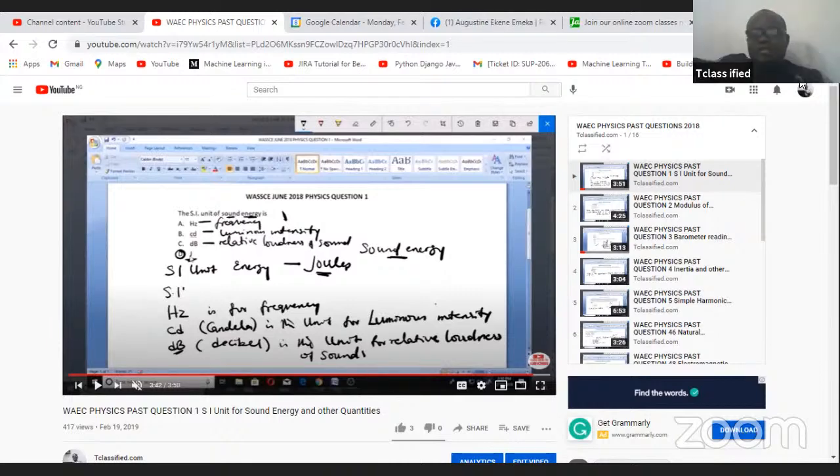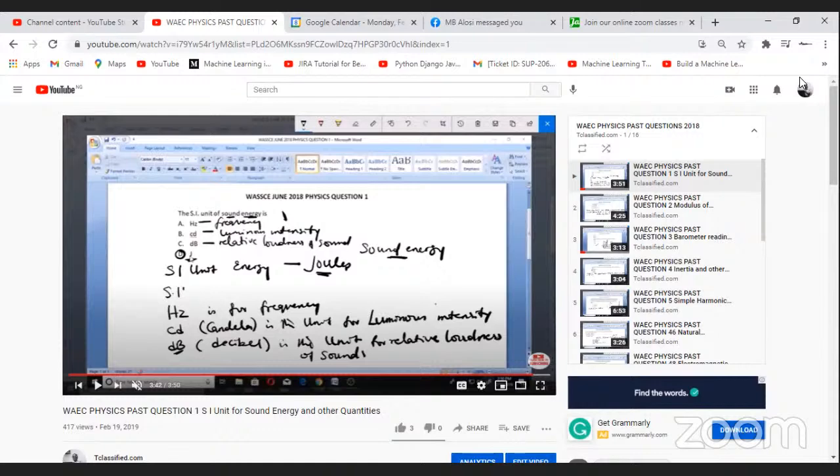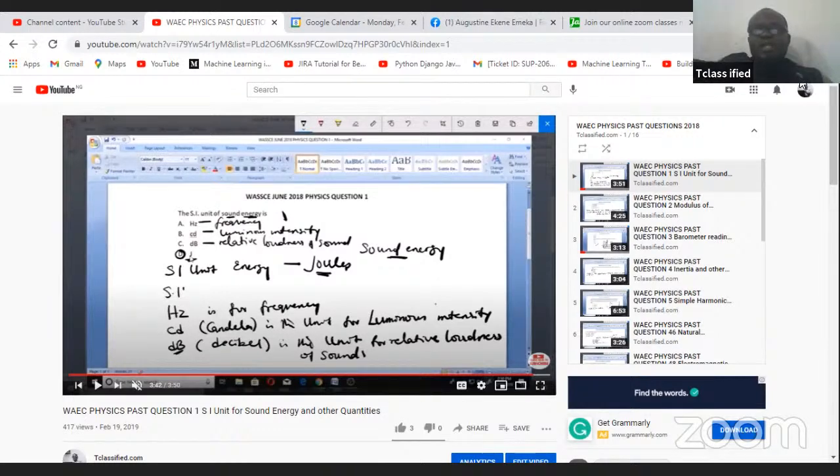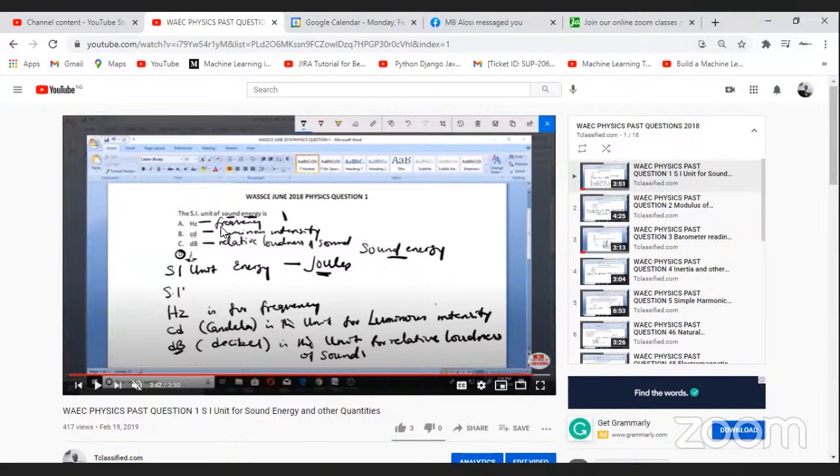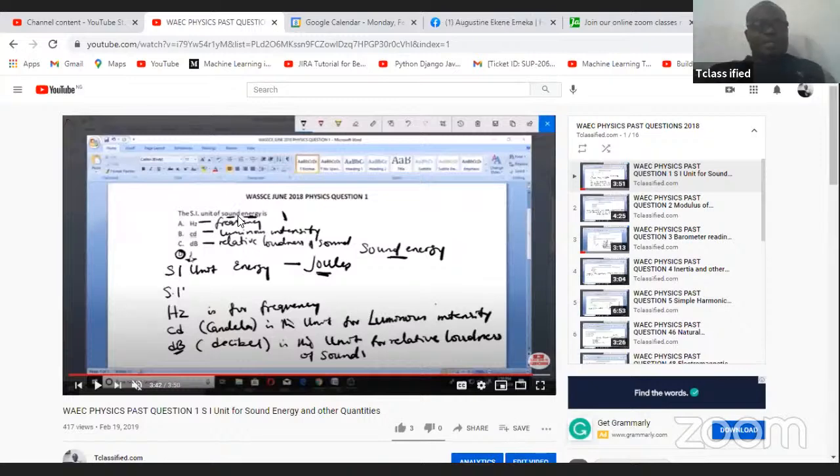So whenever you see the word energy, that's what they use in confusing you, because when you see sound, you probably think about sound wave. But once you hear the word energy, it's talking about sound energy. Whenever it's energy, the unit is always joules, isn't it? Yes, sir.